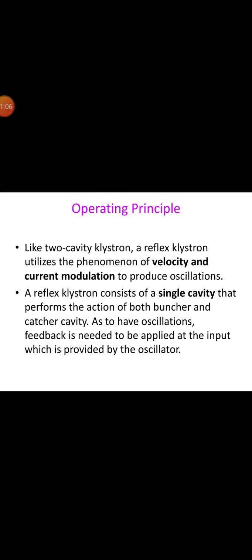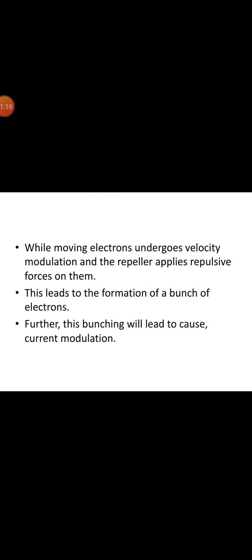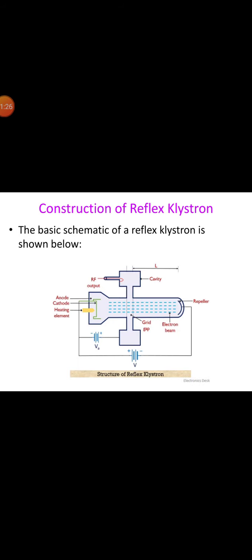It consists of a single cavity that performs the action of both buncher and catcher cavity. So as to have oscillations, feedback is needed to be applied at the input, which is provided by the oscillator. While moving, electrons undergo velocity modulation and the repeller applies repulsive force on them, and this leads to the formation of a bunch of electrons. Further, this bunching will lead to current modulation. So this diagram shows the schematic of the reflex klystron.